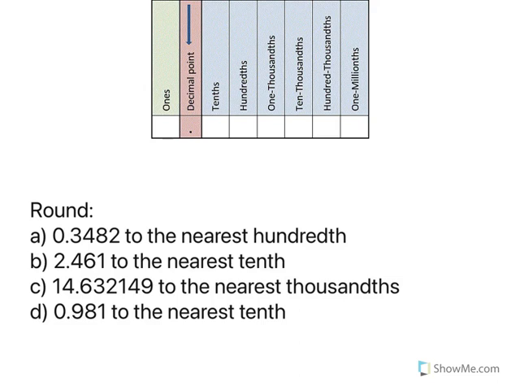So we have ourselves a little place value chart here, which shows here's the decimal point, and then tenths, hundredths, thousandths, ten-thousandths, hundred-thousandths, millionths, and it would go on and on and on. So let's go ahead and round.